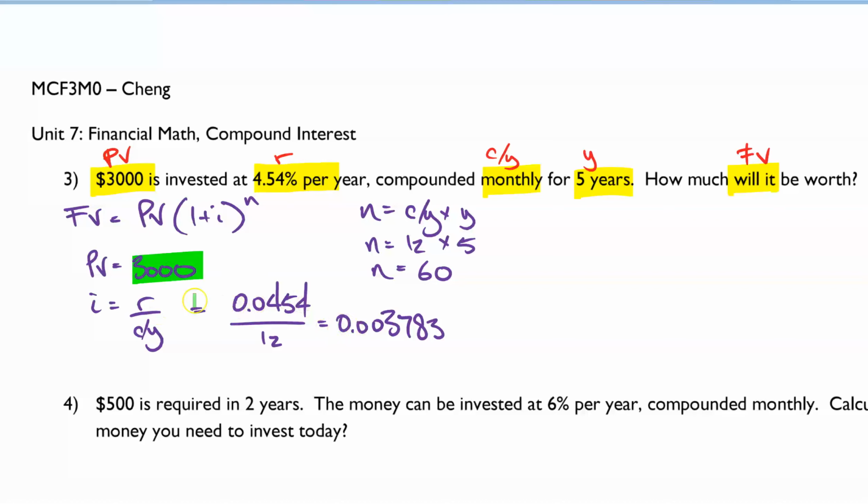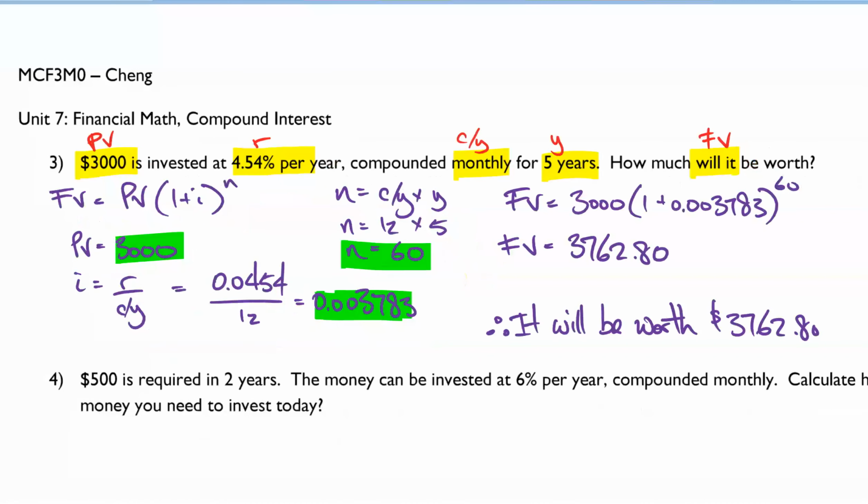You're going to plug in your rate, which is 4.54, but you might as well just divide it by 100 in one shot. So 0.0454 divided by 12, and you get 0.03783. And then to get n, you take the compounds per year, which is 12, times the total amount of years, which is 5. So you get 60 total compounds. You plug it into the formula, and bam, did you get this?